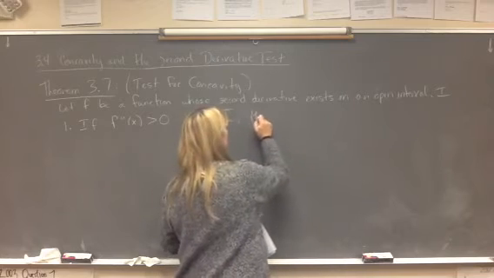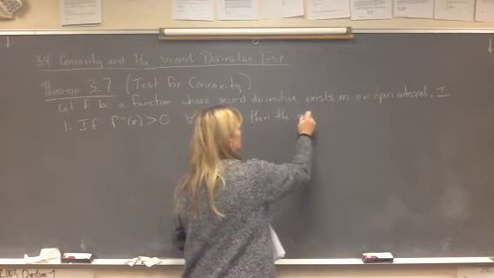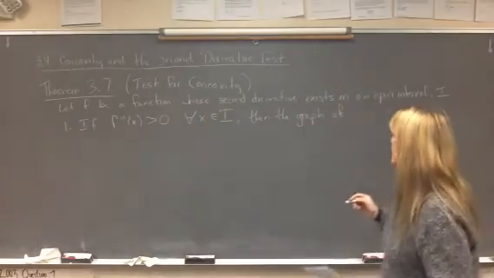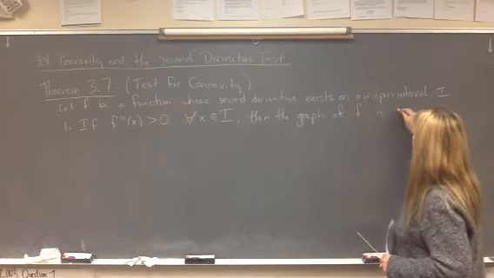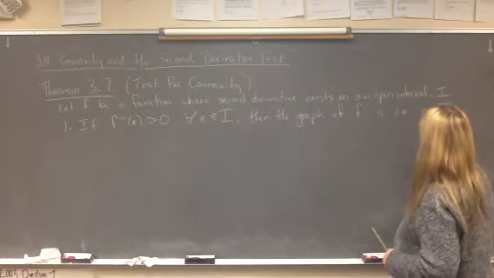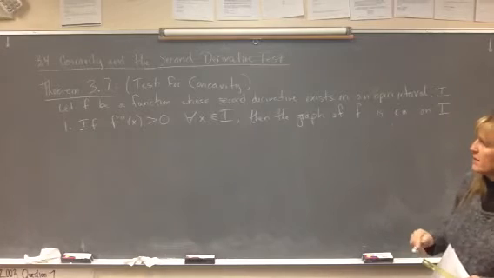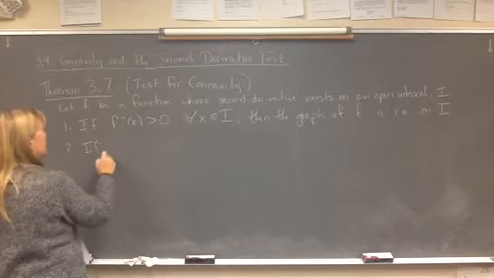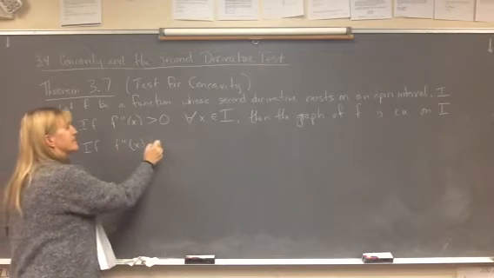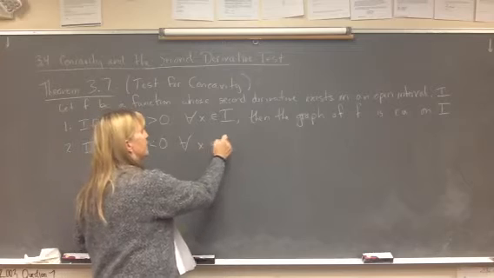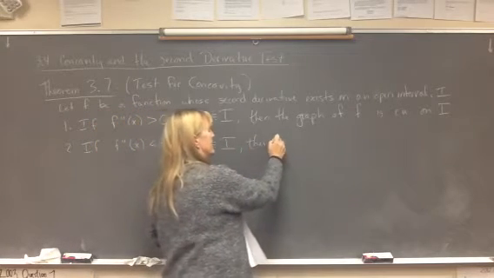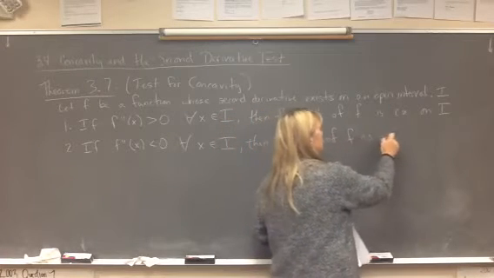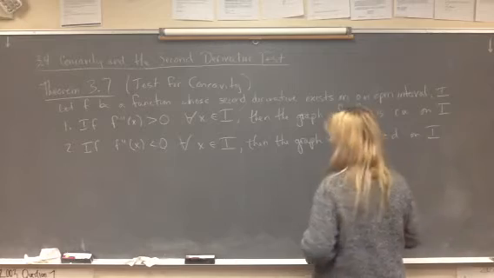So I'm going to say then the graph of f is concave up on I. And I'm just going to use the CU for concave up. And the second piece, I'm sure you can come up with yourself. If f double prime of x is less than 0 for all x values on the interval, then the graph of f is concave down on I.